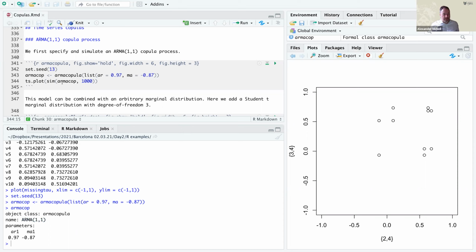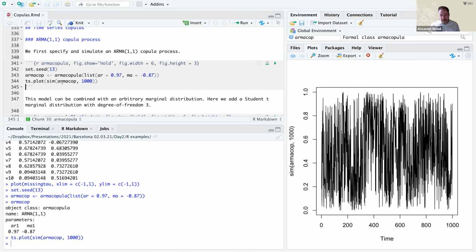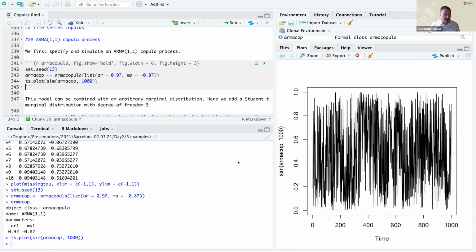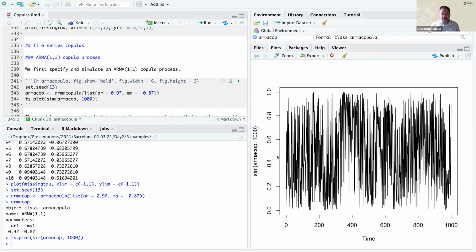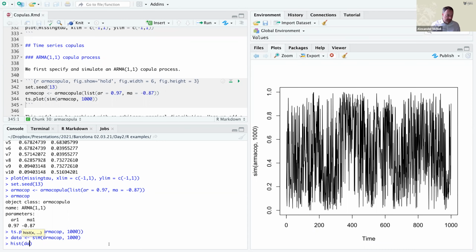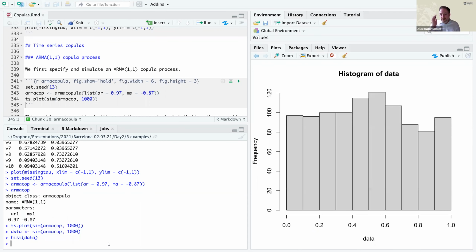And when I plot it, here I have a time series. I've simulated 1,000 data from this time series, and I've plotted it and you'll see that every number is between 0 and 1. So suppose I break that into steps. I'm going to first save the data like that, and then I'm going to do a histogram of the data. It should be fairly uniform because it's a copula process. So the marginal distribution is uniform.